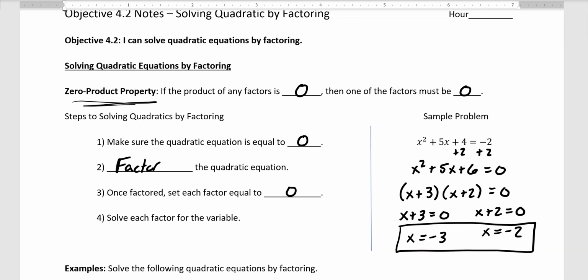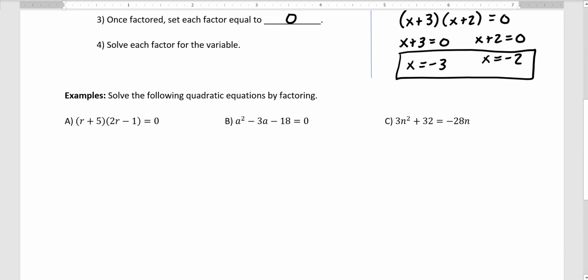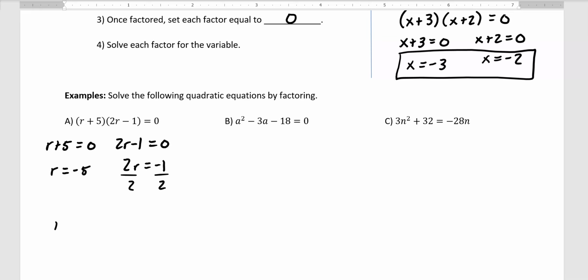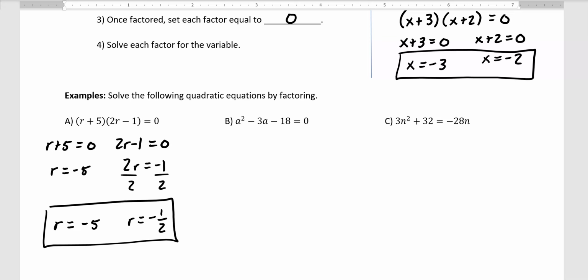All right, so let's do some more examples here. Looking at letter A, if we have something that's already factored, all we need to do is set the factors equal to 0 and solve. So I'll say r plus 5 equals 0, 2r minus 1 equals 0. When I subtract 5, r equals negative 5. When I add 1, I get 2r equals 1. Divide by 2, so r equals negative 5, or r equals 1/2. And those would be my two solutions there.